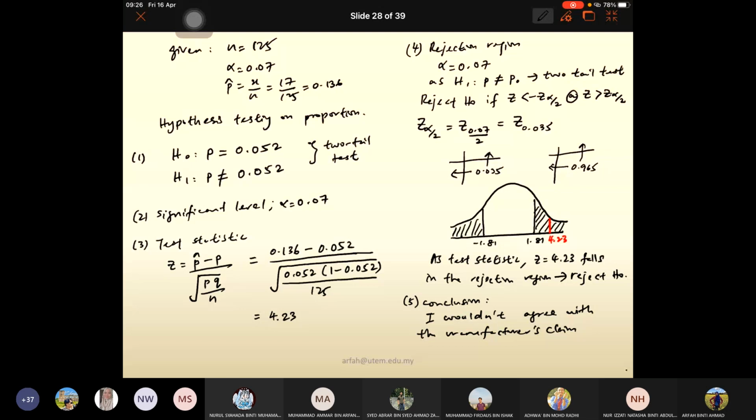that 5.2% of their new cars will be returned back. Okay. Sebab kita dapat reject H0. That mean keputusan kita will be based on H1. H1 kata proportion tidak sama dengan 5.2%. That's why kita tak agree dengan claim dia yang mengatakan 5.2% kereta akan dipulangkan. So maybe lebih or maybe less than 5.2%. Okay.